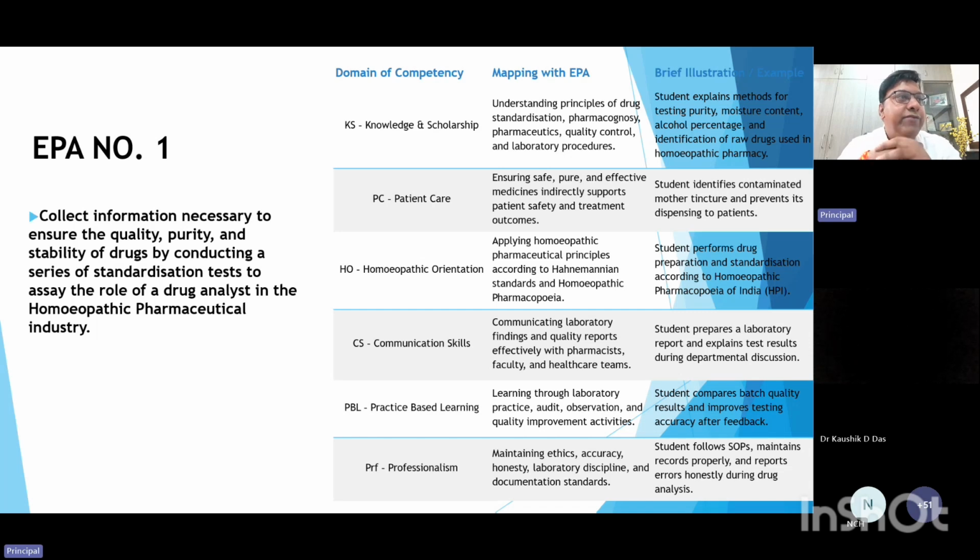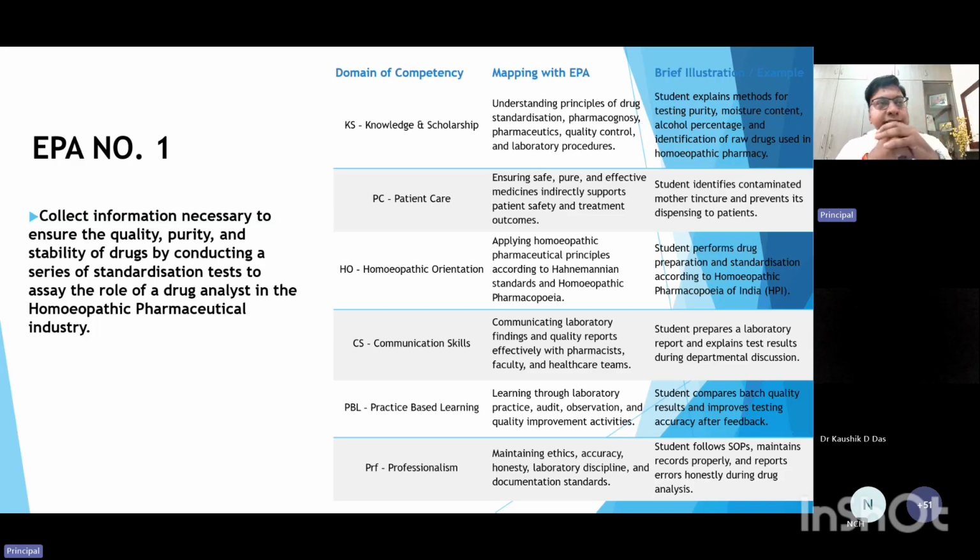EPA number 1: collect information necessary to ensure the quality, potency, purity and stability of drugs by conducting a series of standardization tests, to assess the role of a drug analyst in the homeopathic pharmaceutical industry. So the purpose of our PG education is that after the completion of the course, when the student completes PG MD in homeopathic pharmacy, he should be able to perform this EPA. To achieve this EPA, he has to complete this 3-year course for EPA number 1.